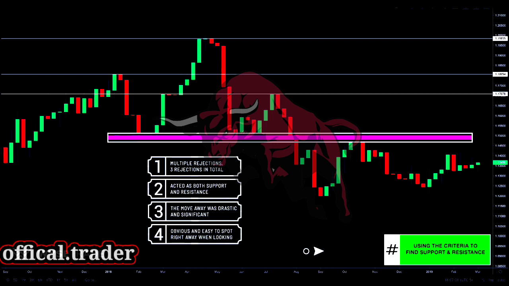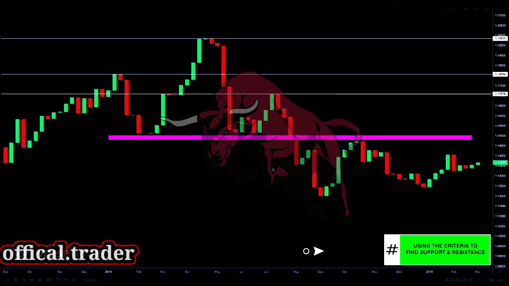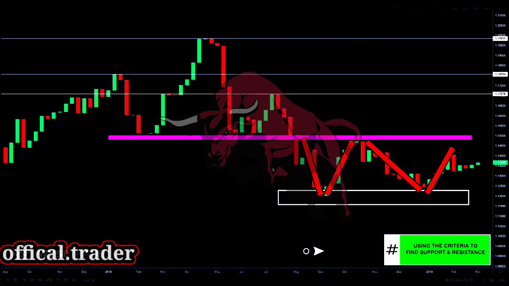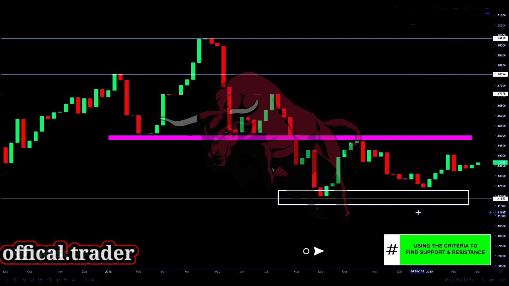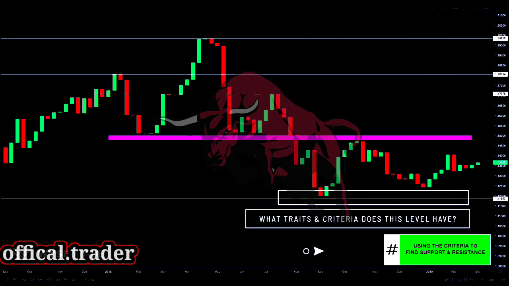So moving on down to our final level. We notice this level here where price came down, hit and reversed from, so we draw it in. Again, what criteria does this level satisfy?